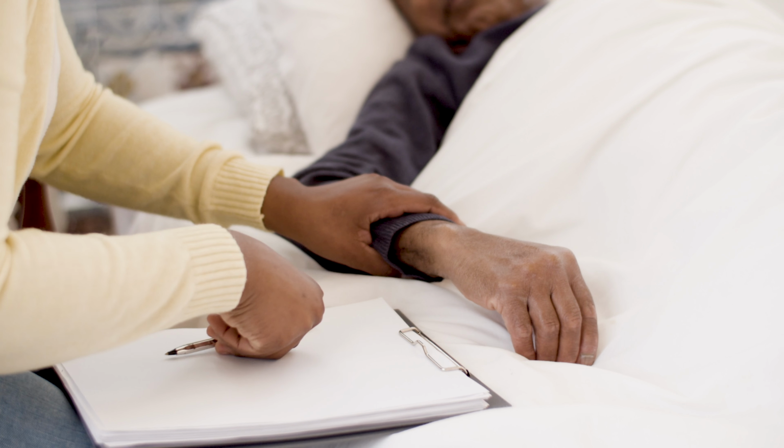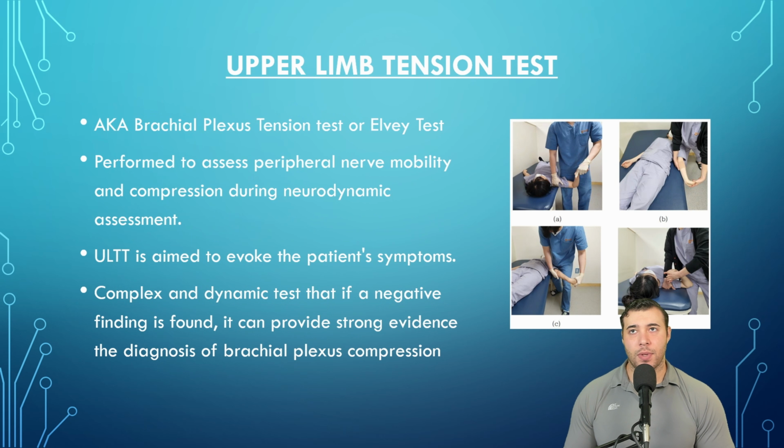Now, the third test that we have here is the upper limb tension test, which is also known as the brachial plexus tension test or ELVE test. It's also kind of like a modified Wright's test. And the reason I put all these names in here is that the names tend to change over time, and it's just good to know what all the different variations are. And I saw that this one was very similar to the Wright's test. It's just that the patient is lying down versus seated.